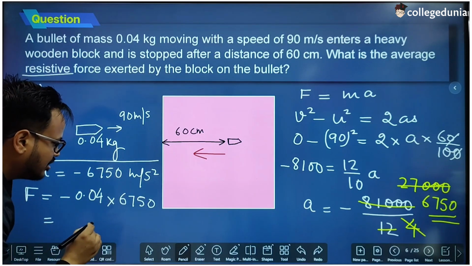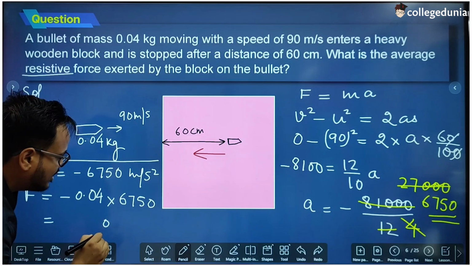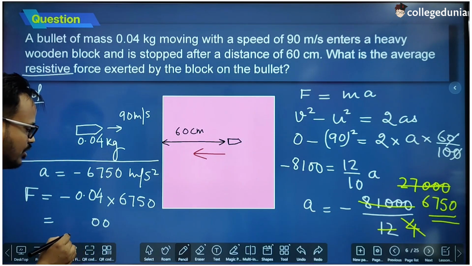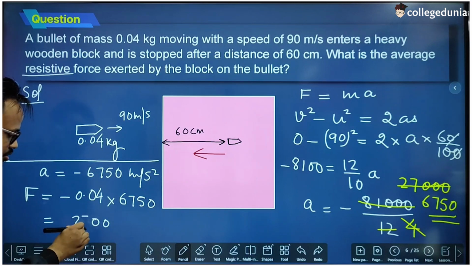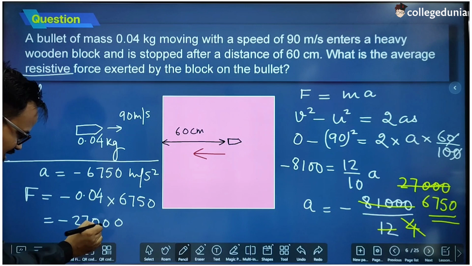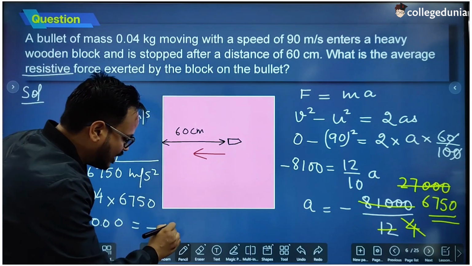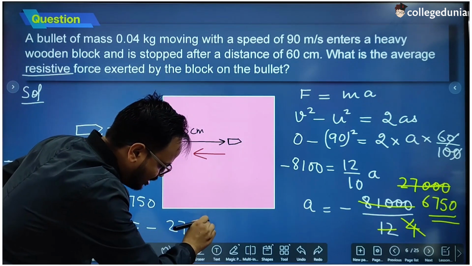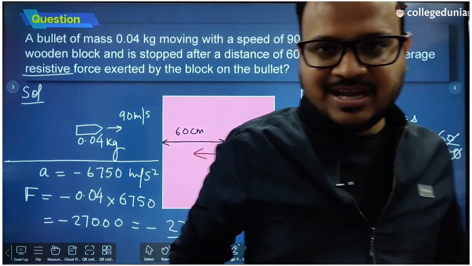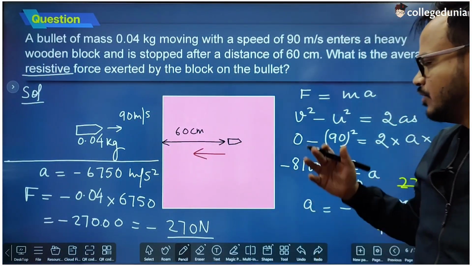So the answer is 5 into 4 is 20, 7 into 4 is 28, 33, 6 into 4 is 24 plus 3, 27, and we'll put one more 0 and negative sign and decimal here. So the answer is minus 270 Newton. Answer is minus 270 Newton, right? Next.